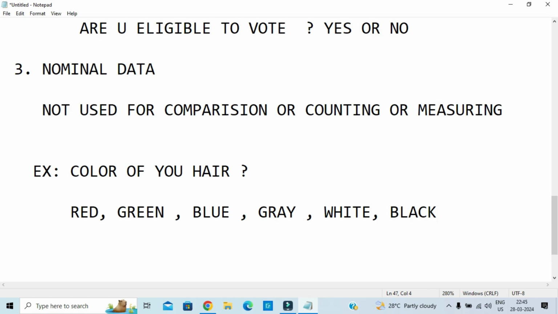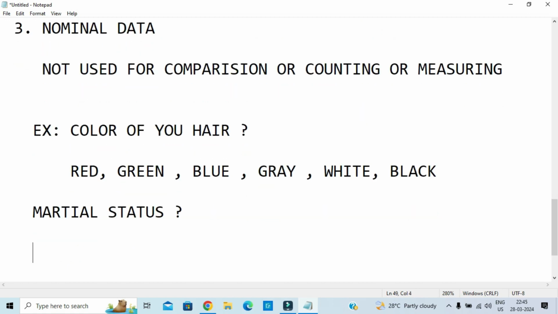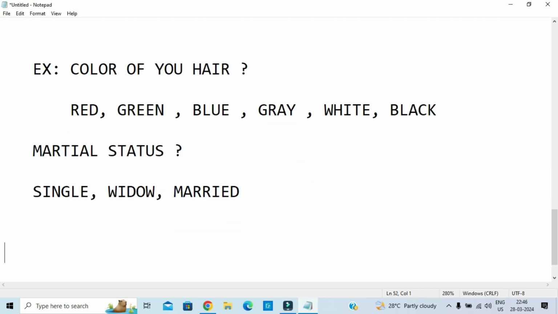Let's see one more example. What's your marital status? If someone asks you what's your marital status, we reply in three options: single, widow or married. We'll just say one straight option, not compared with other things. This is how nominal data is chosen.